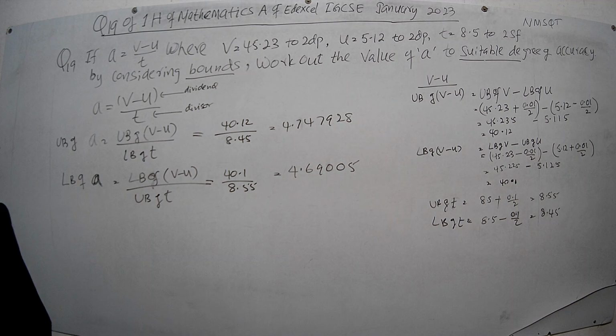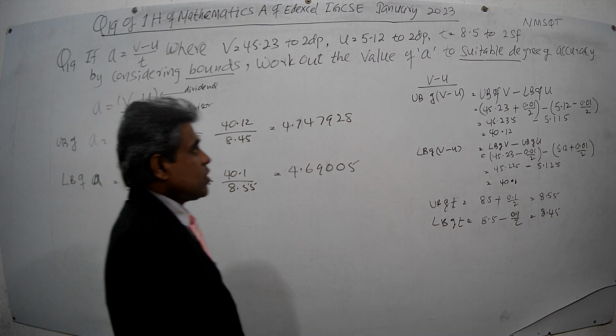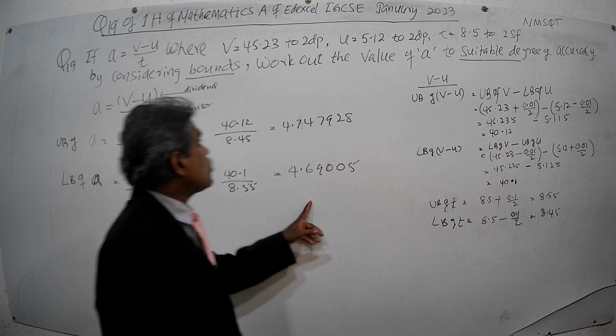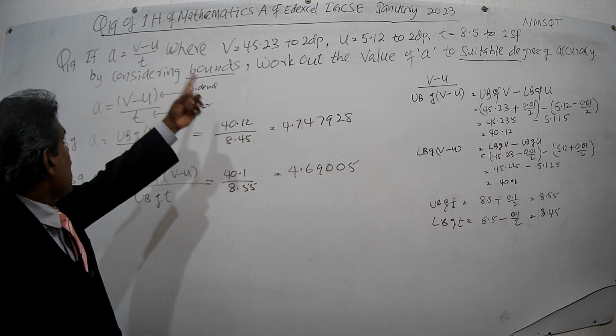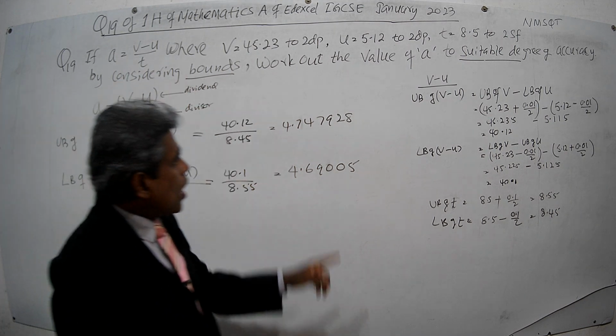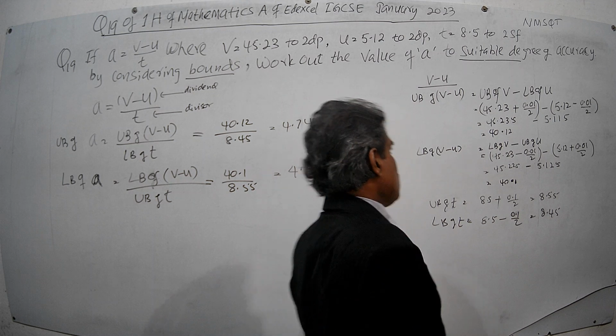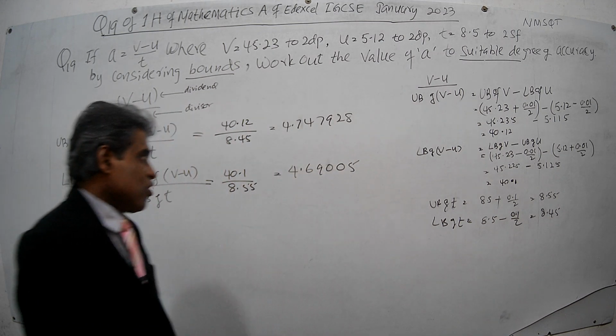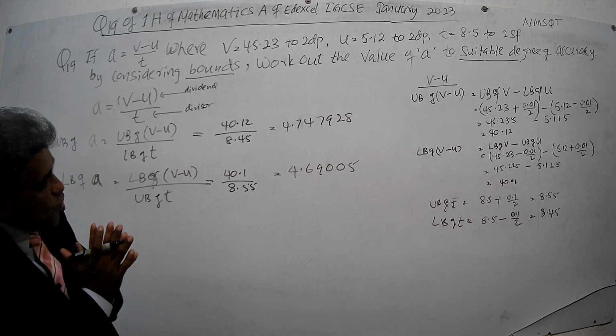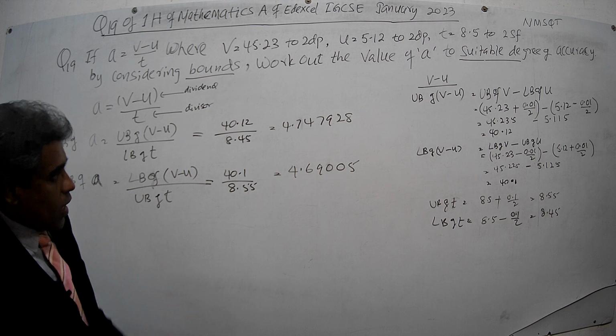Okay. Now we are going to give the answer. Give the value of A to a suitable degree of accuracy. The suitable degree of accuracy means that it should be a degree of accuracy.